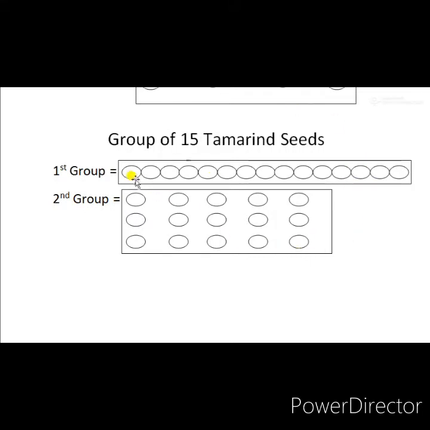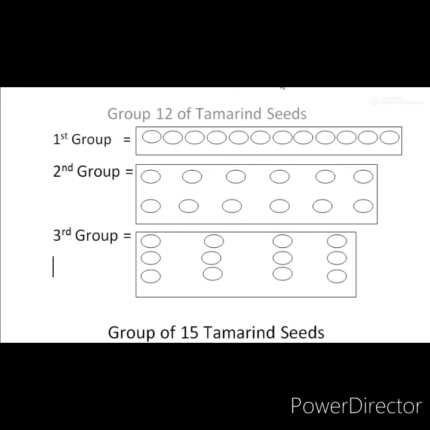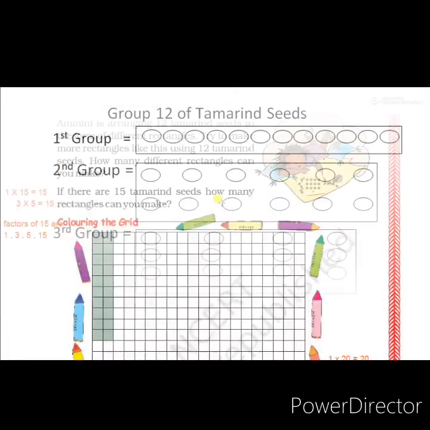See the first group, 15 tamarind seeds in a single line. This is a rectangle. The another one is 5 tamarind seeds in one line. In this way we made 3 lines. This is also another type of rectangle. So the first one we can write as 1 into 15, 15. The other we can write as 3 lines of 5 seeds, so 3 fives are 15. So here we can make 2 types of rectangles, and using 12 tamarind seeds we can make 3 types of rectangles. Now we will see what questions are asked regarding this topic.